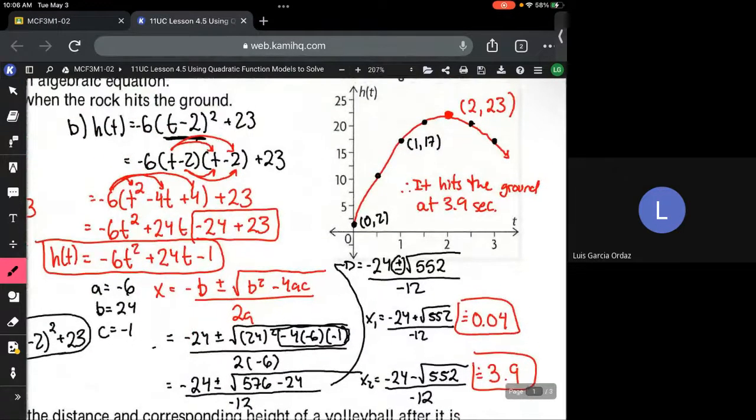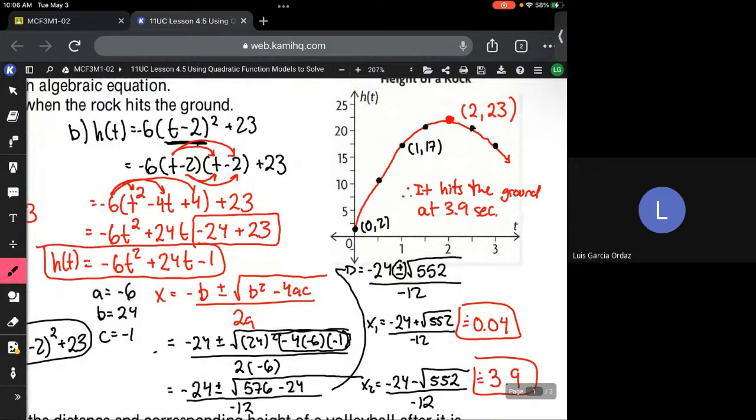Yes, Rita? How come it didn't... So this is what I said. This is the bad thing about these points, because we're just estimating, which is why we're off by a bit, but that's fine.